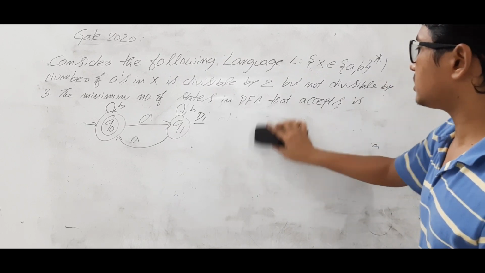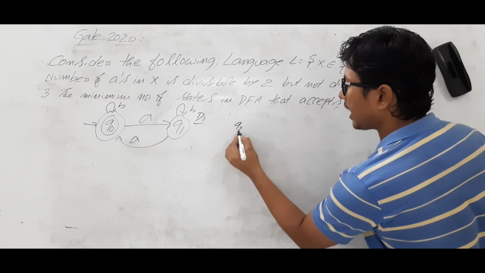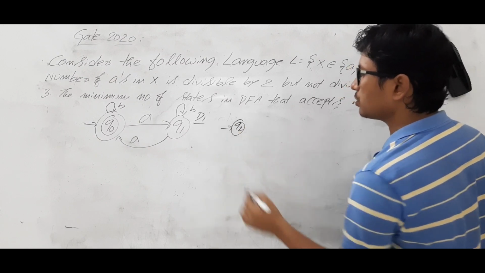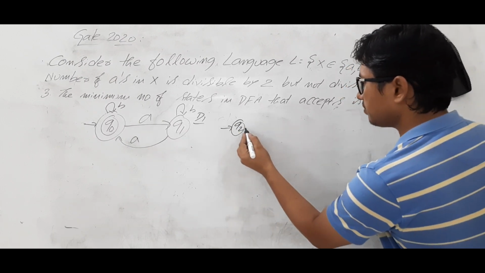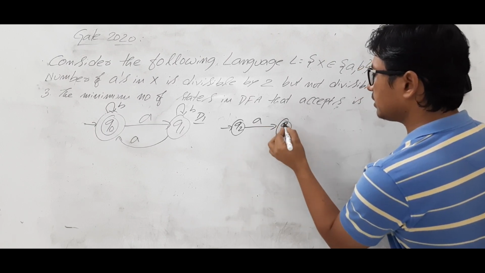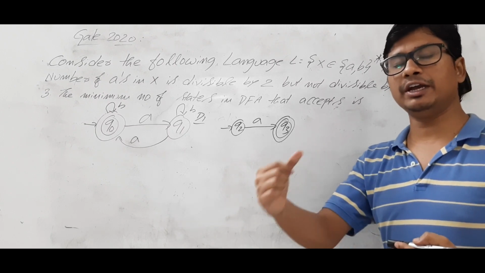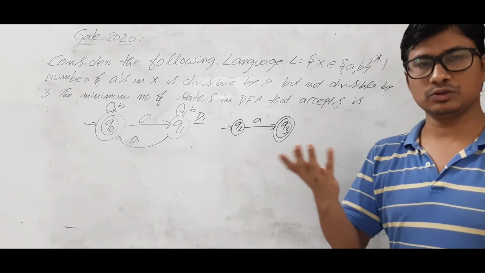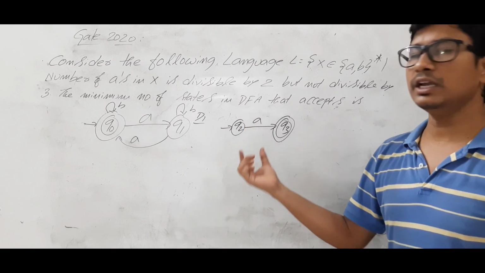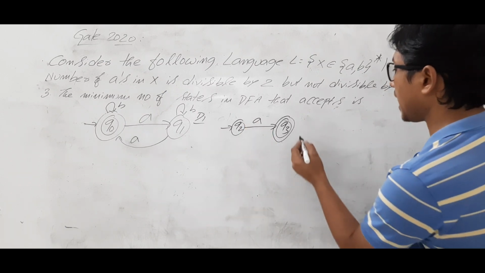As the number is not successfully divisible by 3, your initial state will not act as a final state. So your initial state will be Q2 only. And on a single A, you should accept. Why? Because if you get 1 A and divide by 3, you will get remainder 1. So it is not successfully divisible. So a single A is not divisible by 3, and I can say that it should be accepted.